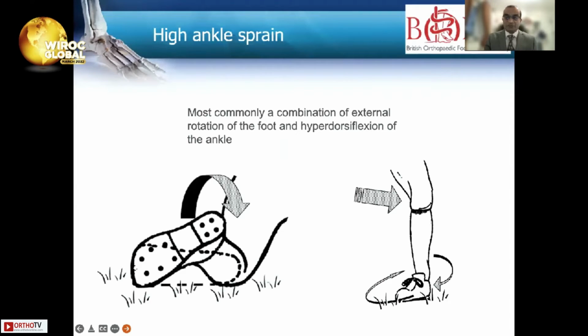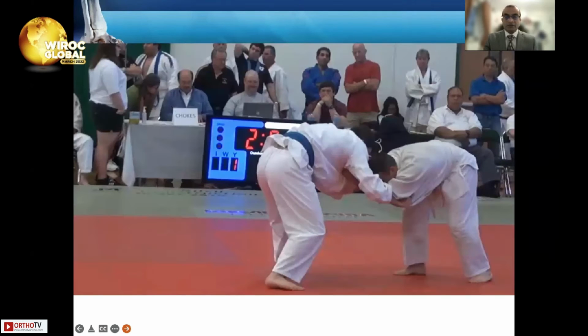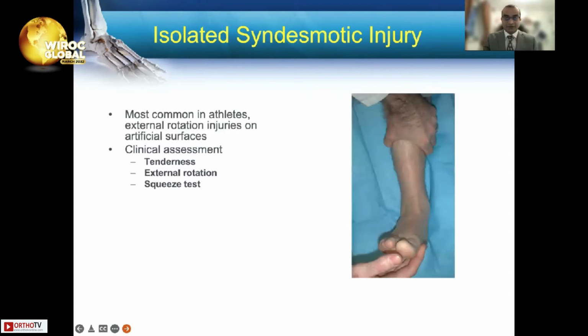Now, high fibular sprains happen when an external rotation stress is applied to the body with the foot planted onto the ground. This can happen in various contact sports, such as this, or it could happen in road traffic accidents. Now, the commonest type of isolated syndesmotic injury happens with an external rotation stress across the ankle articular surfaces.